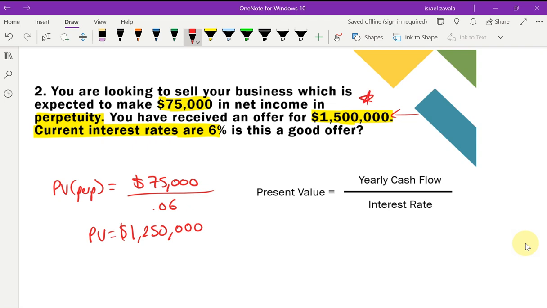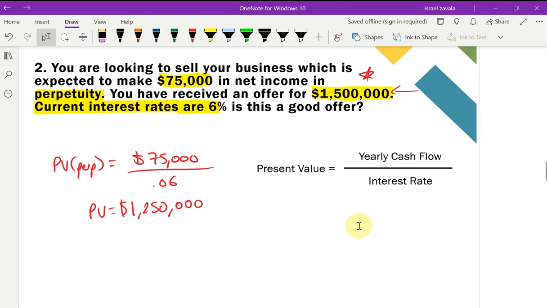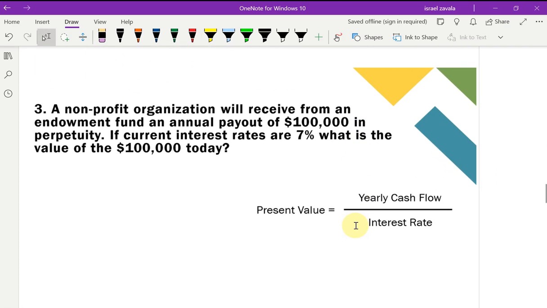This is a good offer. You should take the offer of 1.5 million. Okay? All right. Simple enough, right? Simple enough. Okay, let's keep moving here. There's only 5 questions total, so this should be very simple.